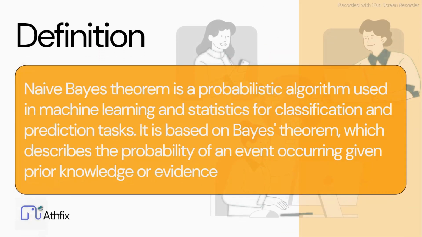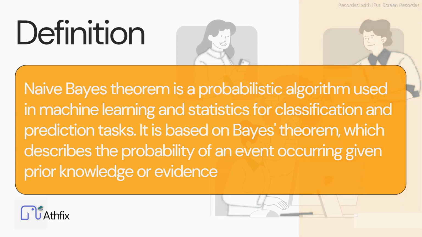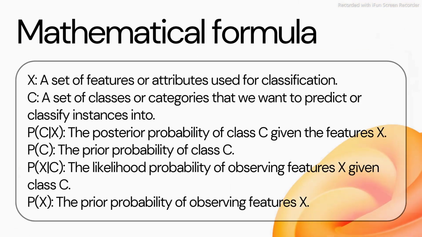And the definition: it's a probabilistic algorithm that is used in machine learning, and it works based on the Bayes theorem. And we can calculate future events using prior knowledge. Its definition is the same as the Bayes theorem, just the approach is quite different. And here we have the mathematical formula. X represents a set of features or attributes used for classification. It might be true or false.